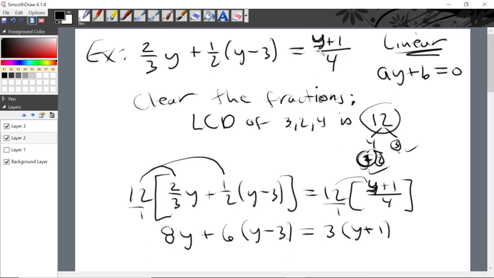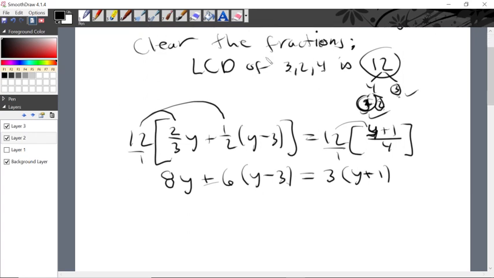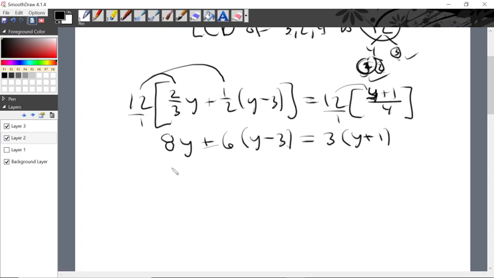What is different now, maybe it's in the eye of the beholder, is we have simplified the equation. We maybe have an easier equation to work with, although the solutions are exactly the same as the solutions to the original equation. Alright, so let's continue from here. 8y plus, let's do a distribution, 6y minus 18 is equal to 3y plus 3.